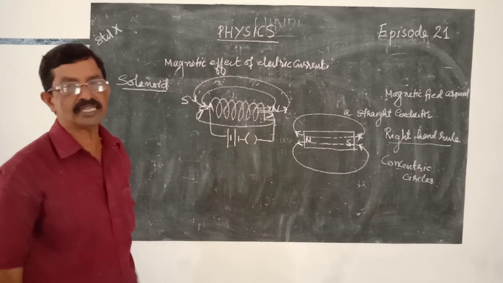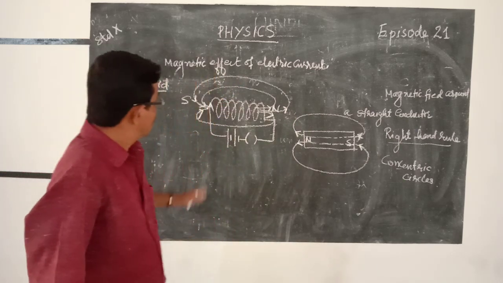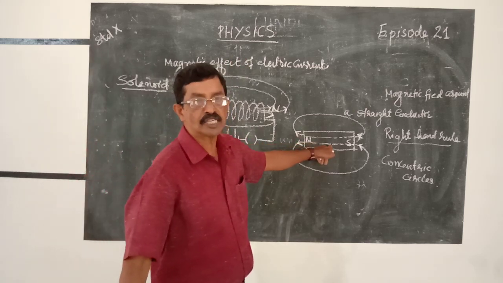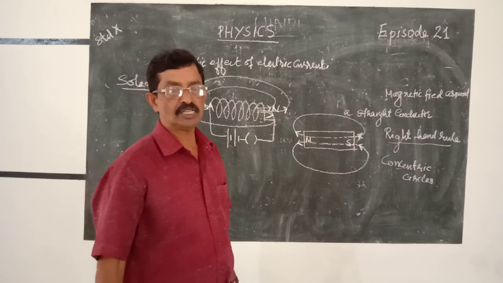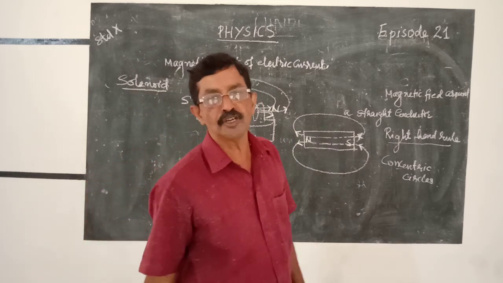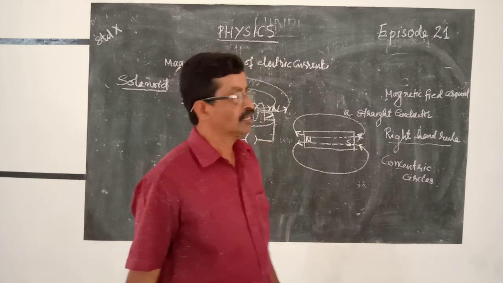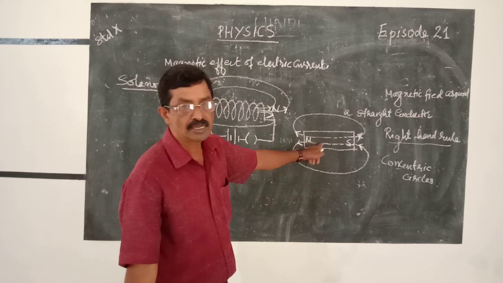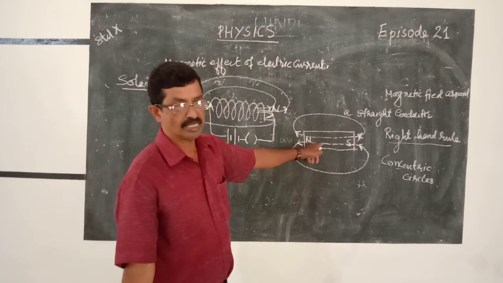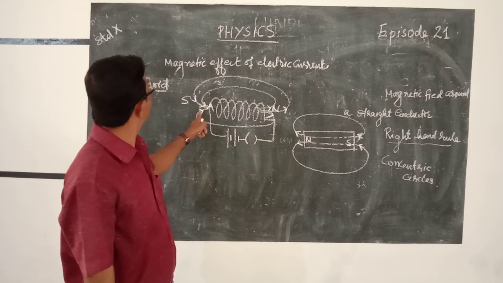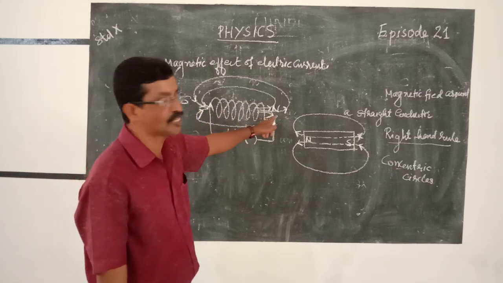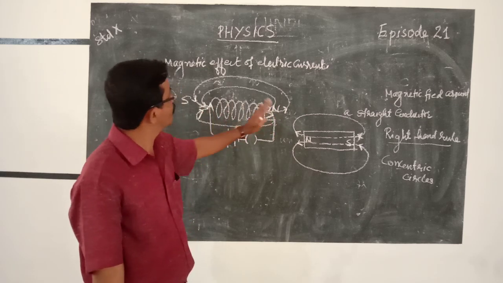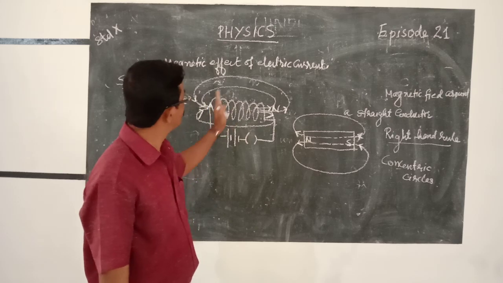When we observe the magnetic field lines around a solenoid, it is similar to that of a bar magnet. So, the magnetic field produced by a solenoid is similar to that of a bar magnet. Here also, there are two poles, one end is south and the other end is north. How can we find out the north and south of this one?